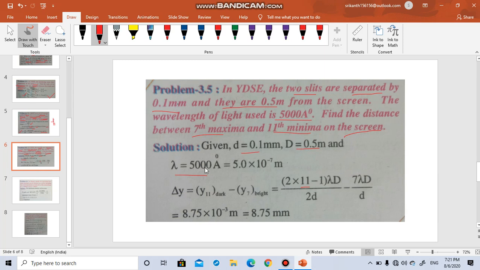Lambda is given as 5000. You need to convert everything into a single unit. Convert into meters, and once you finally get the answer, convert that into mm. Capital D value is 0.5 meter, as I told already. Small d is 0.1 mm. So finally you will get 8.75 mm.